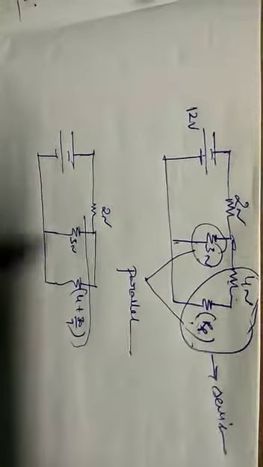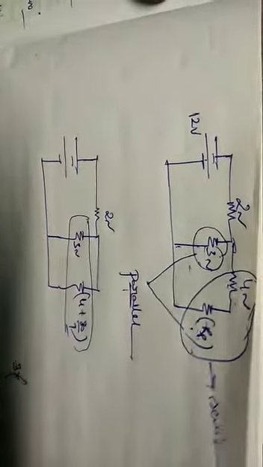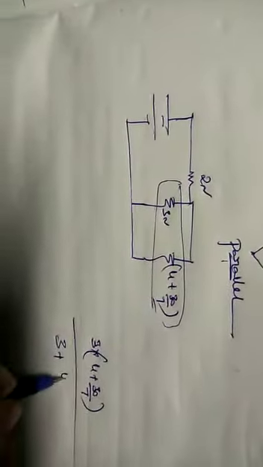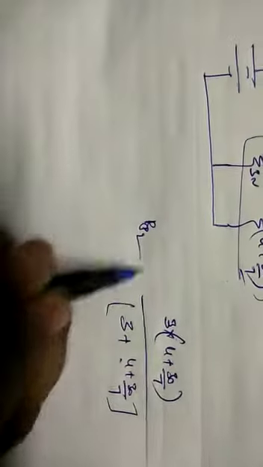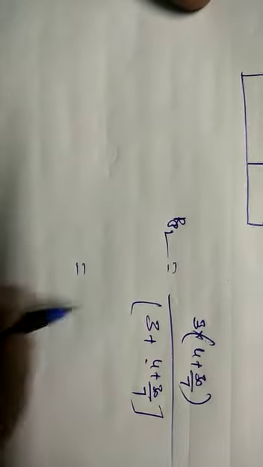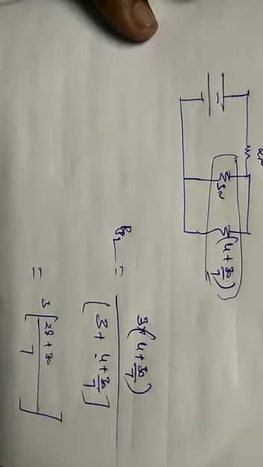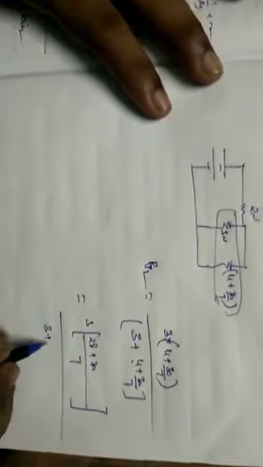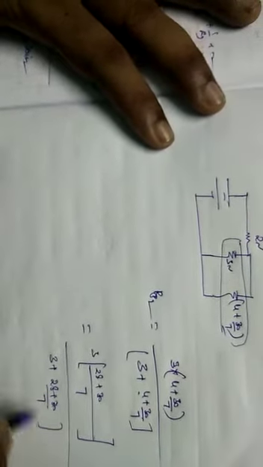Now these two are in parallel. Already we drew here, these two are in parallel. So parallel means 3 into (4 plus 30 by 7) divided by 3 plus (4 plus 30 by 7). So here we can write Rp2 is equal to 3 into LCM 7, 28 plus 30, divided by 3 plus, that means 4 plus 7.